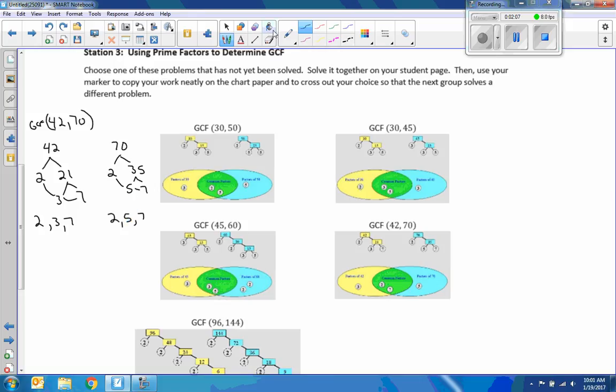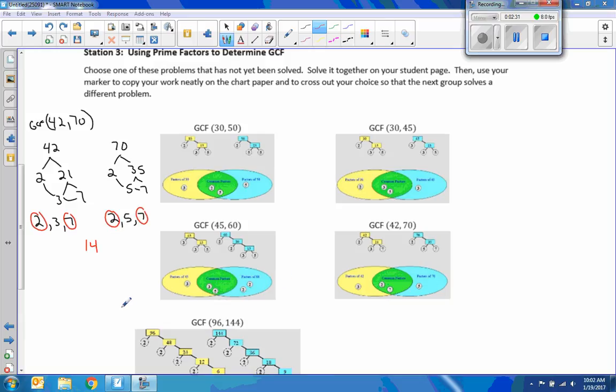What we have in common between the two is a 7 and a 2. So the GCF of 42 and 70 is 14. This way is a little bit easier. There's still a better way, but this is a second way we can do it.